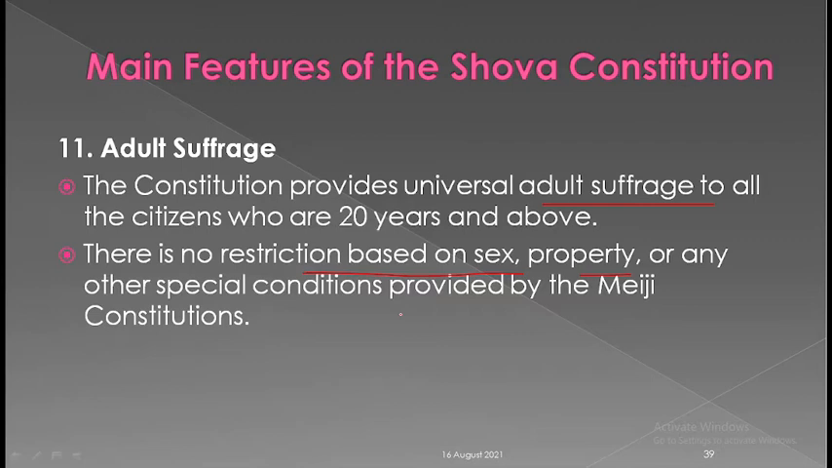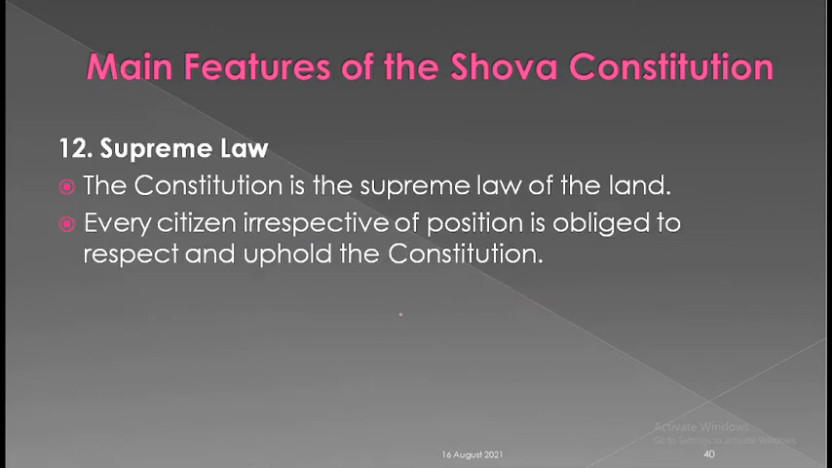Meaning to say, if you are not from a well-to-do family, and if you are not a man, you don't possess the right to vote. But under the Showa Constitution, there is universal adult suffrage, meaning to say, all citizens above the age of 20 years can vote.